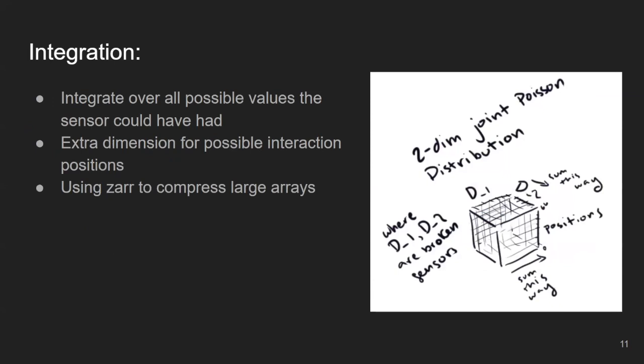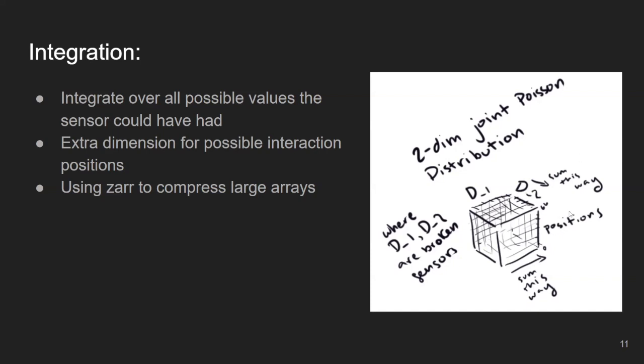So the next step in this computation is integrating. We want to integrate over all possible values the sensor could have had. This involves creating the giant Poisson distribution in a large array and adding a dimension, position.